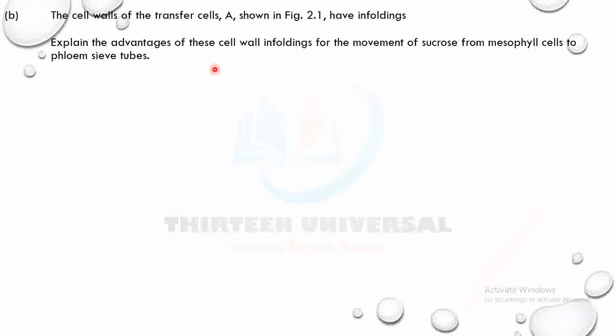The cell wall of transfer cells A, shown in Fig 2.1, have infoldings. Explain the advantages of these wall infoldings for the movement of sucrose from mesophyll cells to phloem sieve tubes.